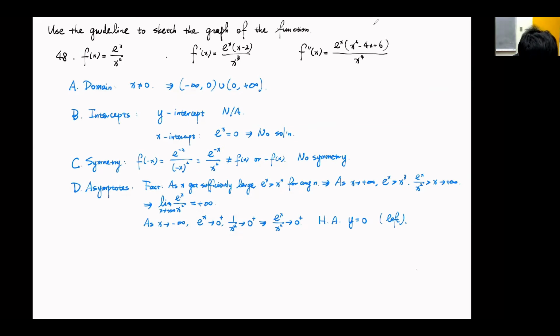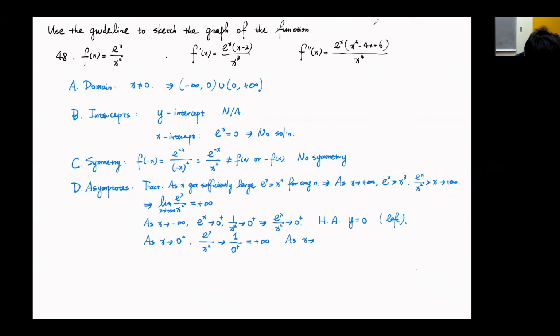Now let's look at the vertical asymptotes. For a vertical asymptote, it's necessary for us to discuss what's going on at the point 0. As x approaches 0 from the right, e to the x divided by x squared approaches, well, e to the 0 is 1, divided by 0, but because it's x squared, it's always 0 from above. So this is going to be positive infinity.